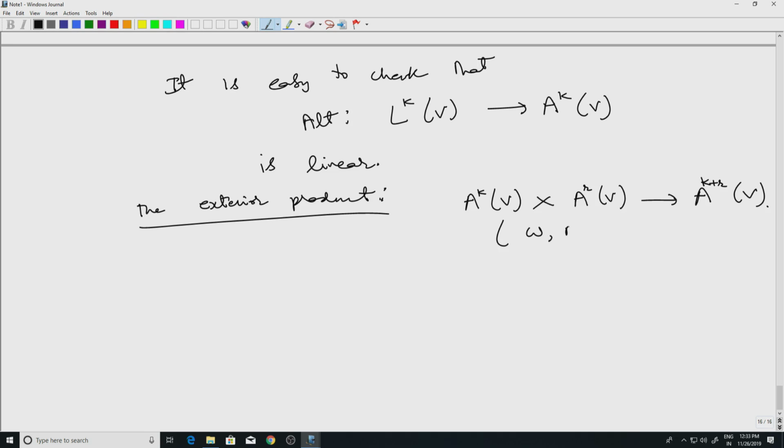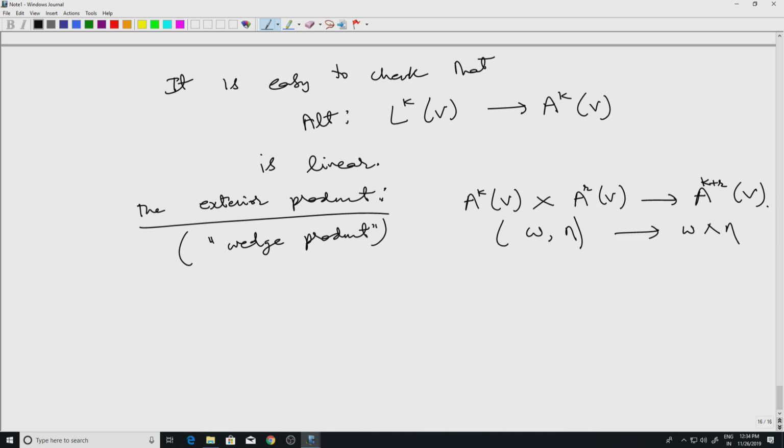So omega, eta, and this will be denoted by omega wedge eta. This is also called the wedge product. If I start with omega and eta, I can forget that they're alternating, just think of them as multilinear forms and take the tensor product. Then I'll get a k plus r form. But now that I know that given any multilinear form I can get something alternating out of it, we can apply alt. So that is essentially the idea.